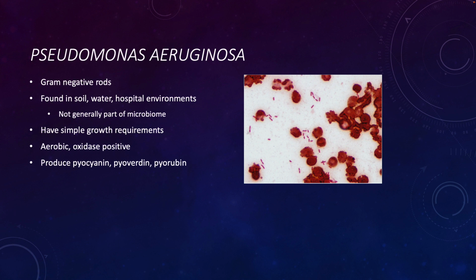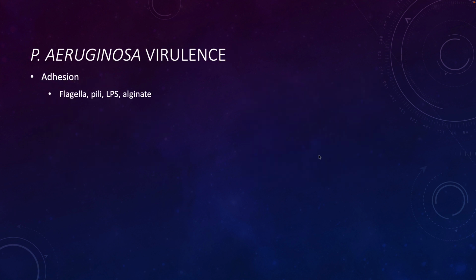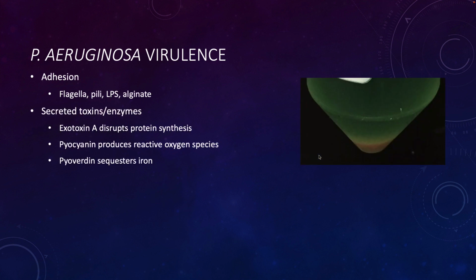Pyocyanin is one of the major ones that we'll talk about because it's a toxin that the bacteria produce that can cause host cell death, but they have many other virulence factors as well. Some of those virulence factors include adhesion. They can use flagella, pili, LPS. They secrete carbohydrate compounds like alginate that help them form these really, really robust biofilms.